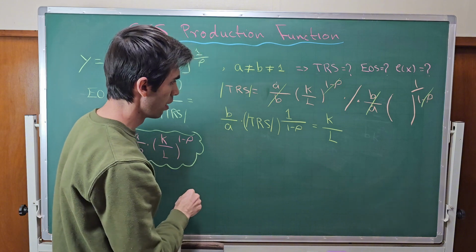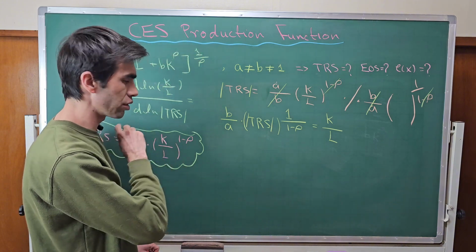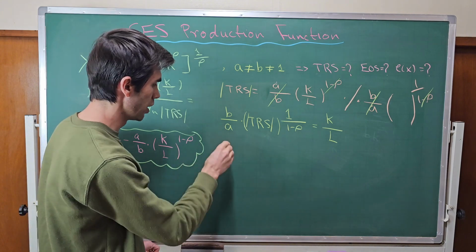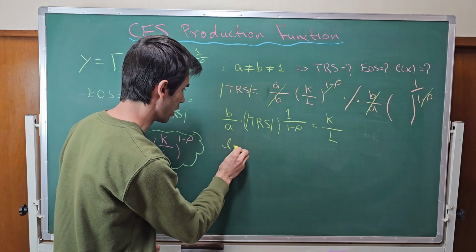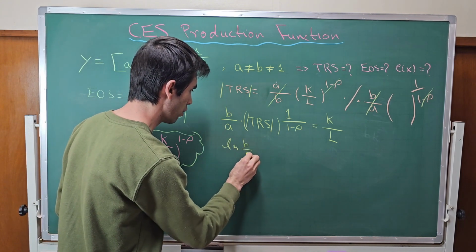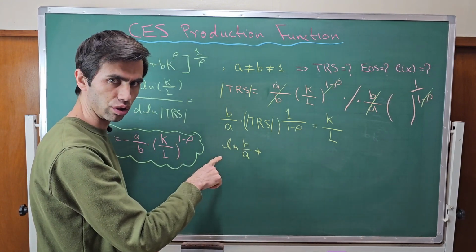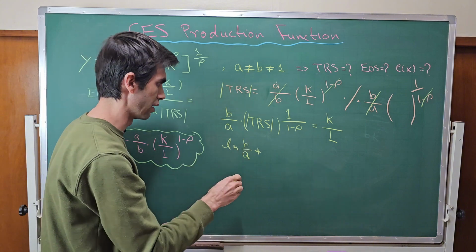So now we need to transform this one to logarithmic form. So we can write ln of B over A. This is a multiplication, so it will change to a summation of ln.